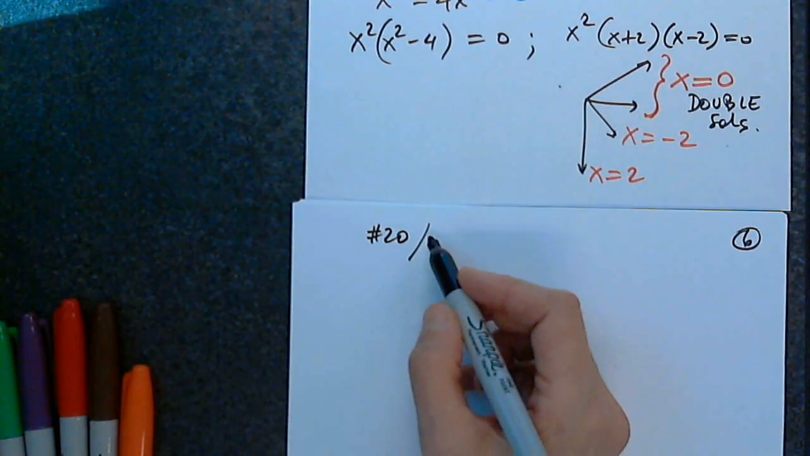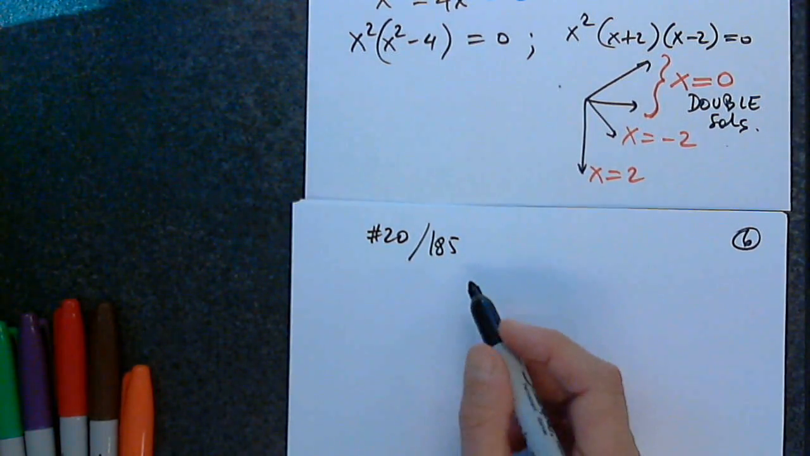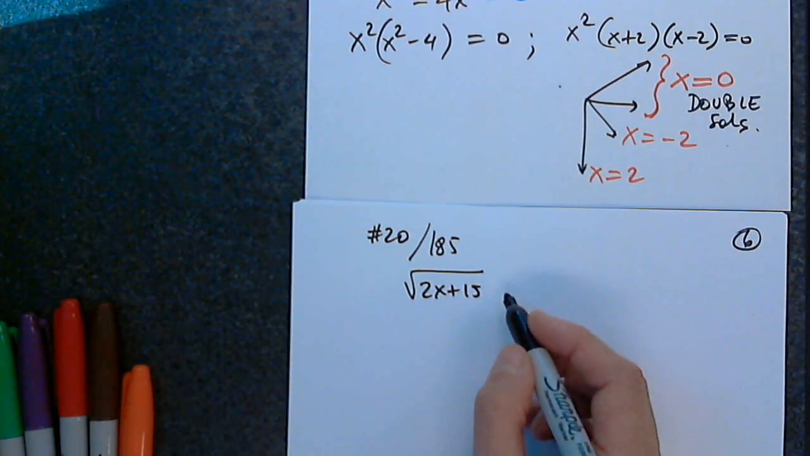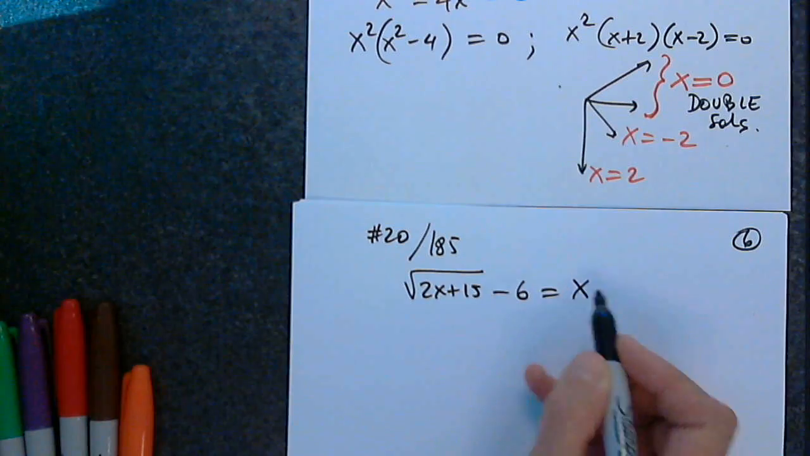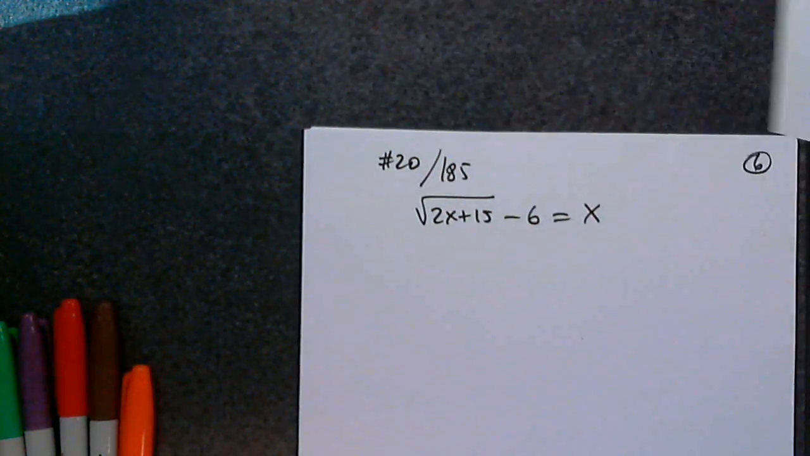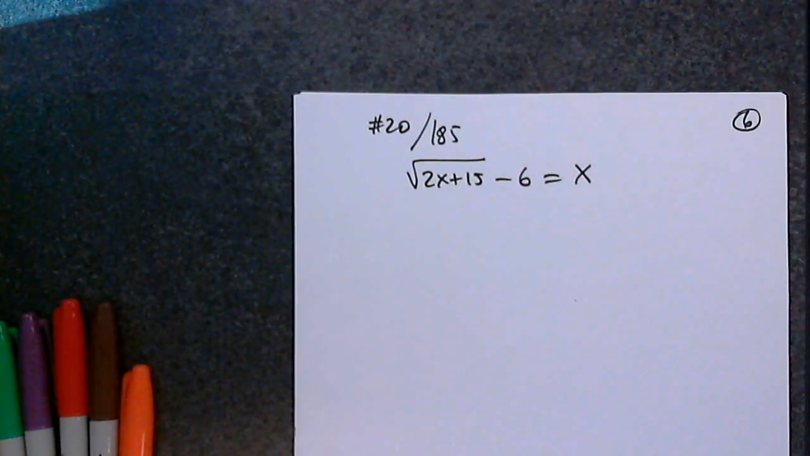I should not have said that. I should have asked you what it is. So you didn't hear anything. So it's the square root of 2x plus 15 minus 6 equals x. Now I'm going to smile nicely and say, what type of equation do you think this is?